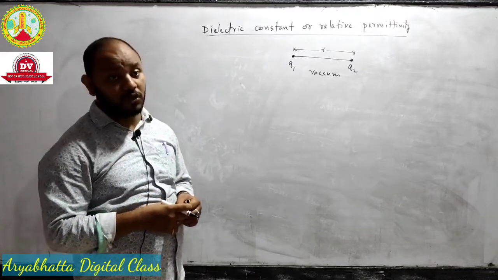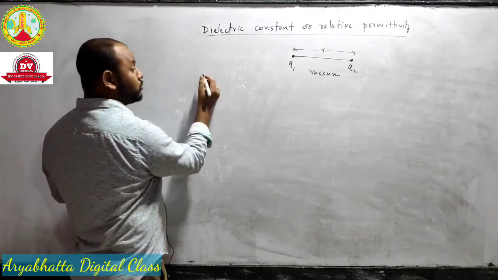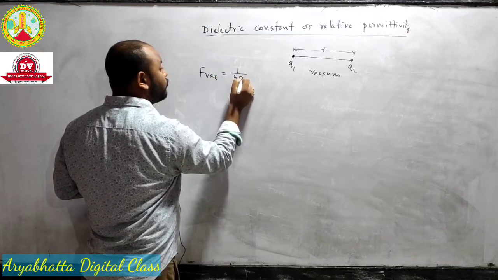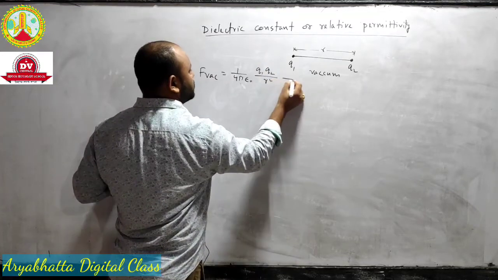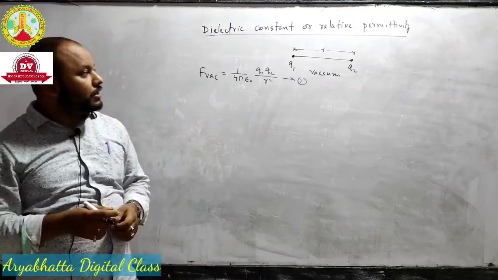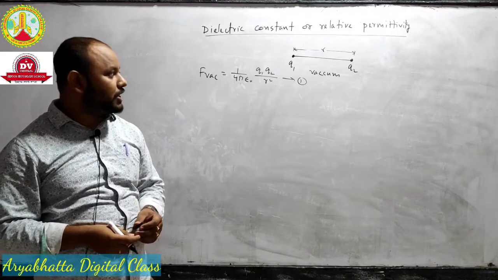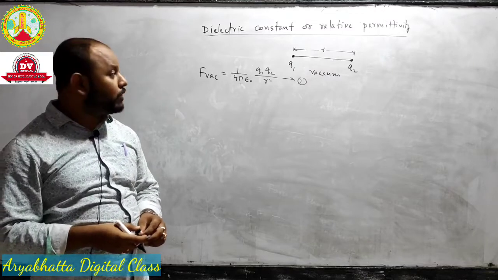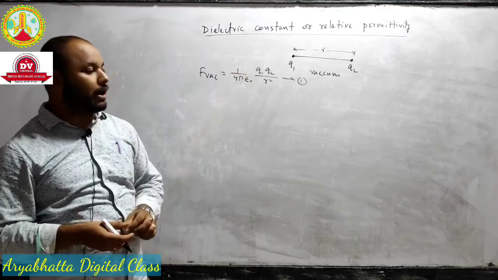So according to Coulomb's law, the Coulombic force between the two charges will be equal to 1 by 4 pi epsilon naught Q1 Q2 by r square. This is our equation number 1. So we have considered two point charges in vacuum at a separation r, and according to Coulomb's law the force is 1 by 4 pi epsilon naught Q1 Q2 by r square.